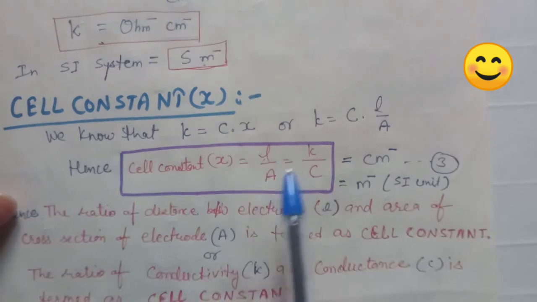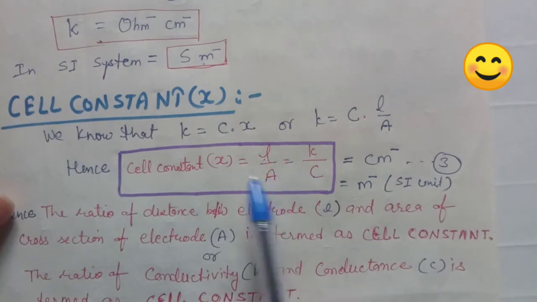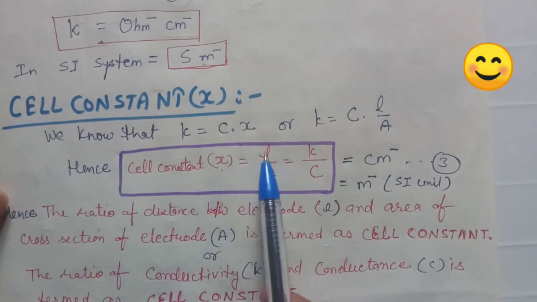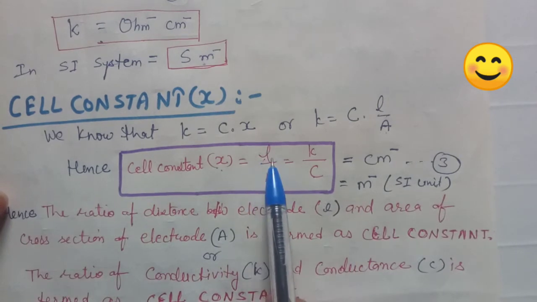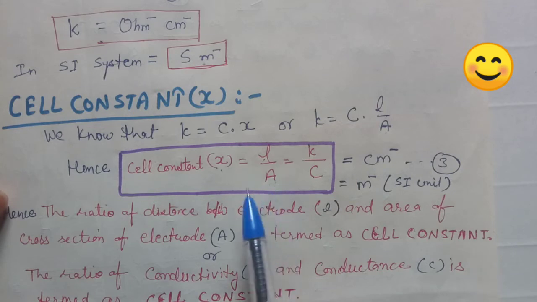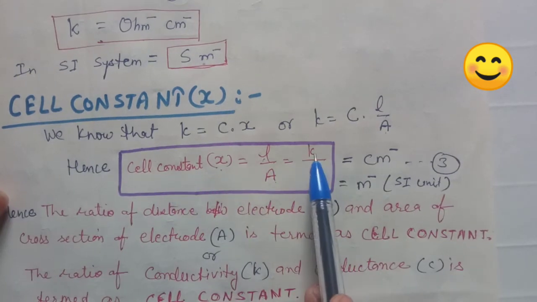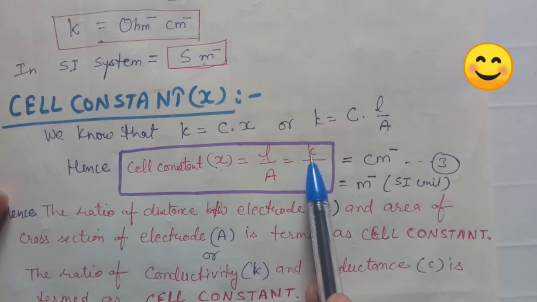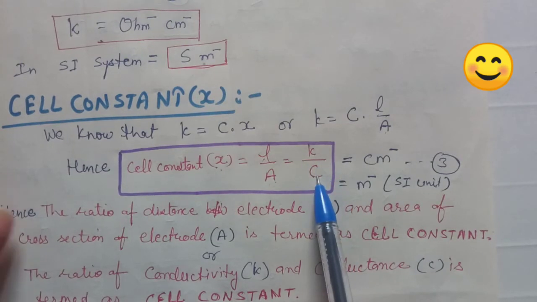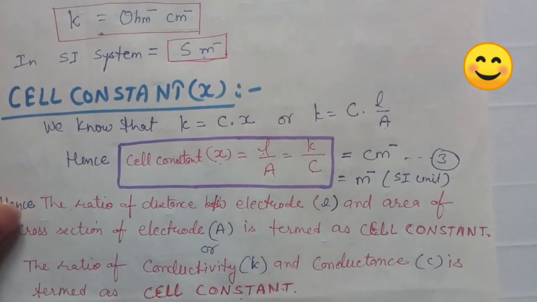So we can define the cell constant: the ratio of L, the distance between electrodes, and A, the area of the cross section of electrode, is termed as the cell constant, or we can say the ratio of kappa and C. Kappa means conductivity and C means conductance, is known as the cell constant.